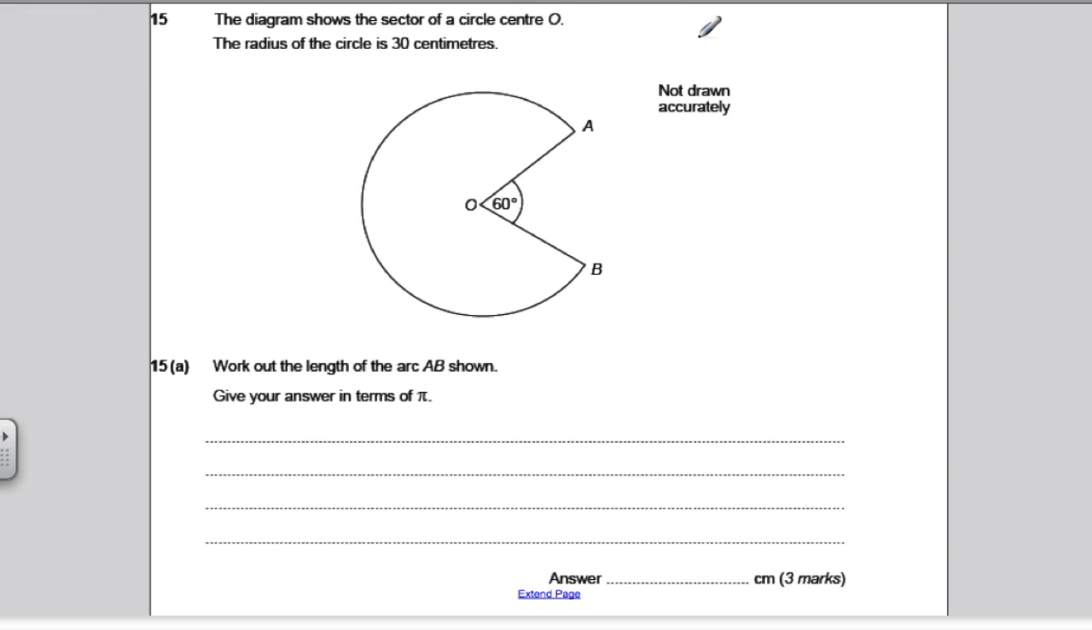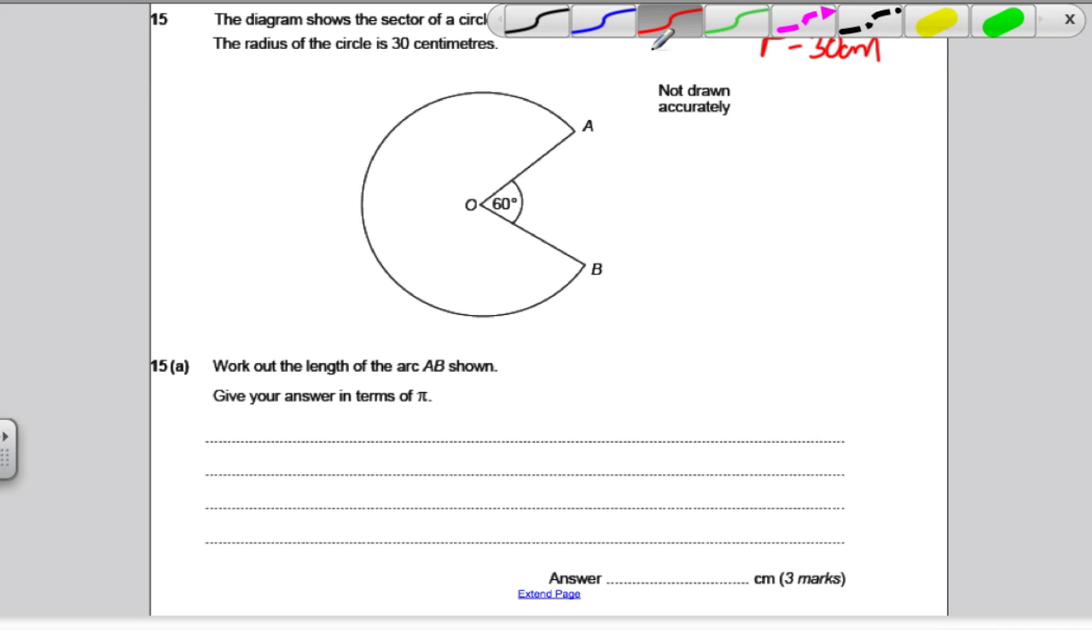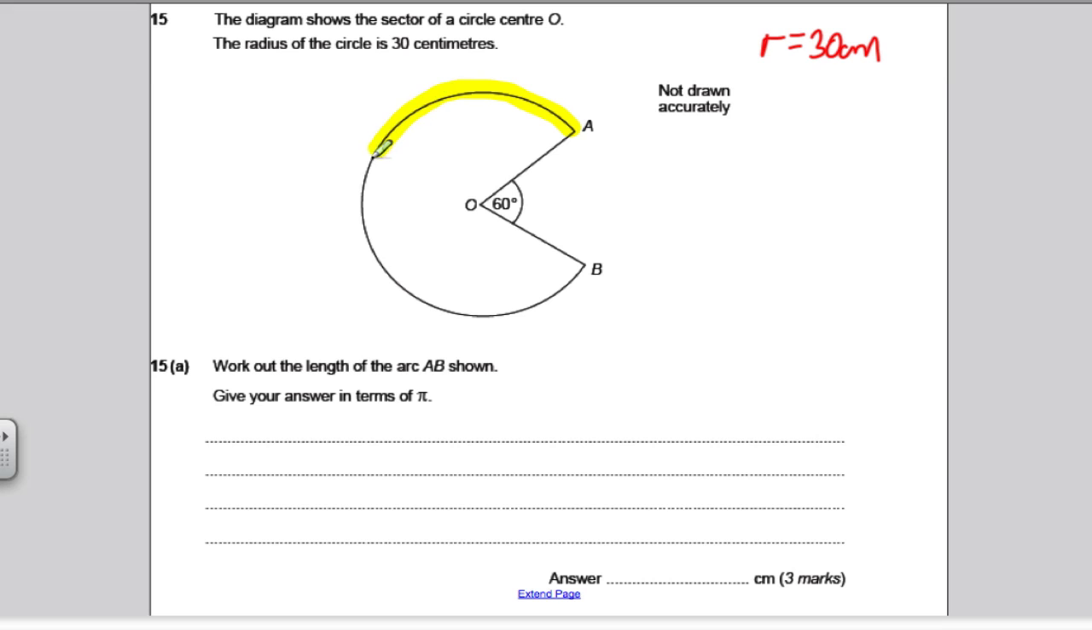Okay, the diagram shows the sector of a circle. The radius is 30 centimeters. It says work out the arc length of AB. So here we just have to be careful what we want. We want the curved part of the circle AB, that distance there. Give your answer in terms of pi. We've talked about that in the revision tutorials.